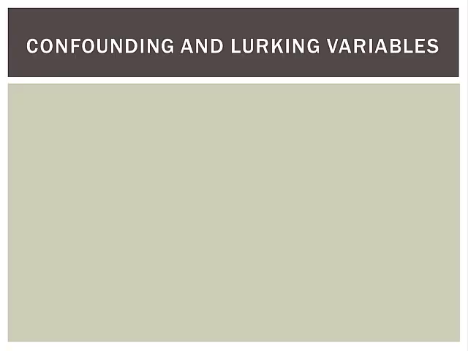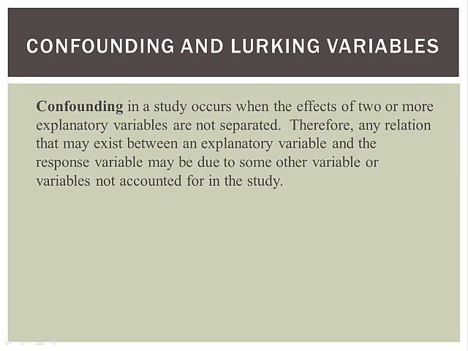We need to look at confounding and lurking variables real quick. Confounding in a study occurs when the effects of two or more explanatory variables are not separated. So any relation that may exist between the explanatory variable and the response variable may be due to something else, to another variable, or other variables not even accounted for in the study.